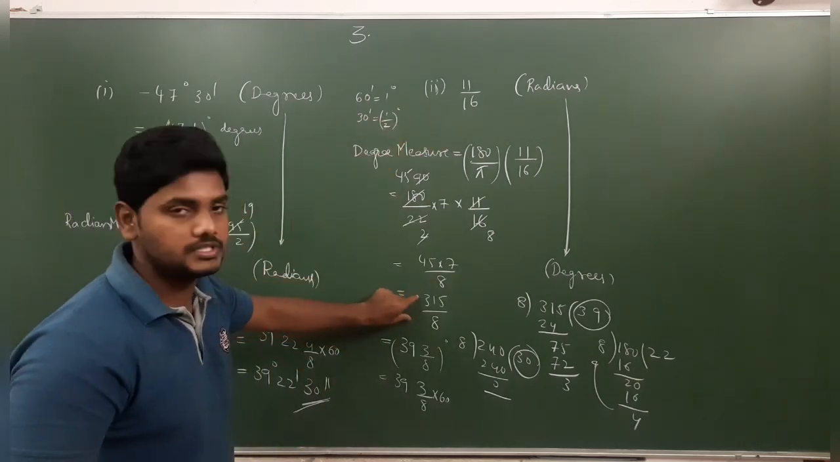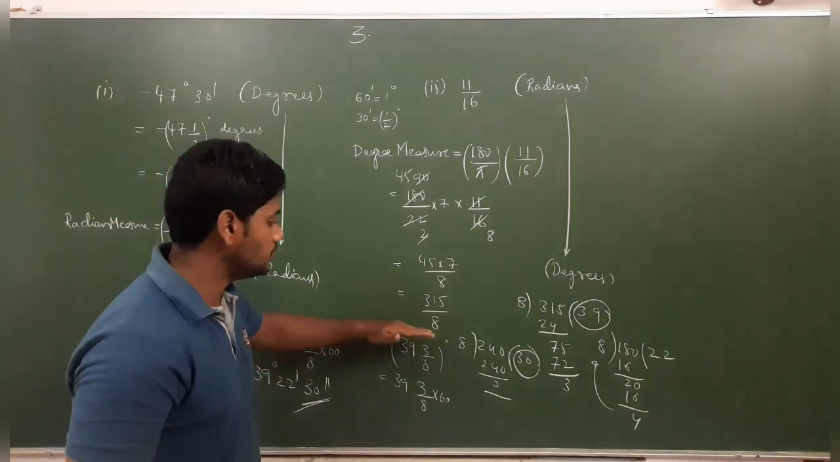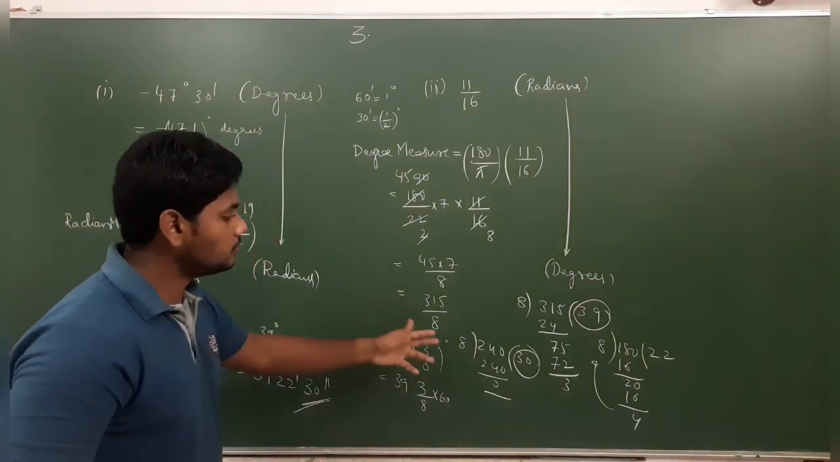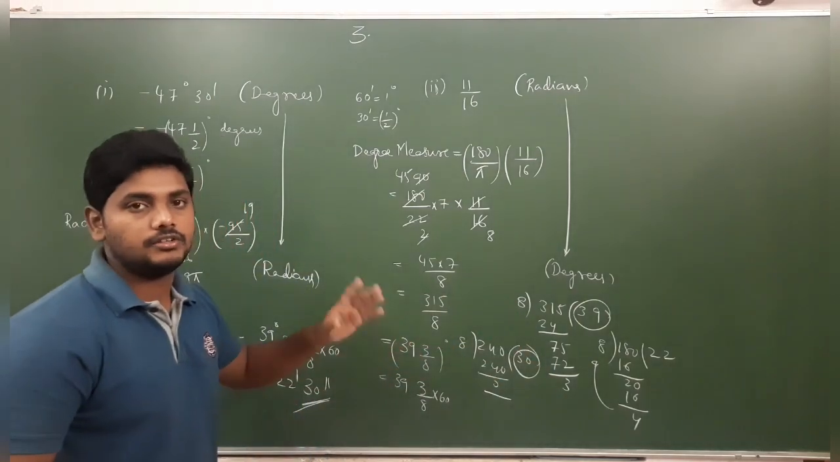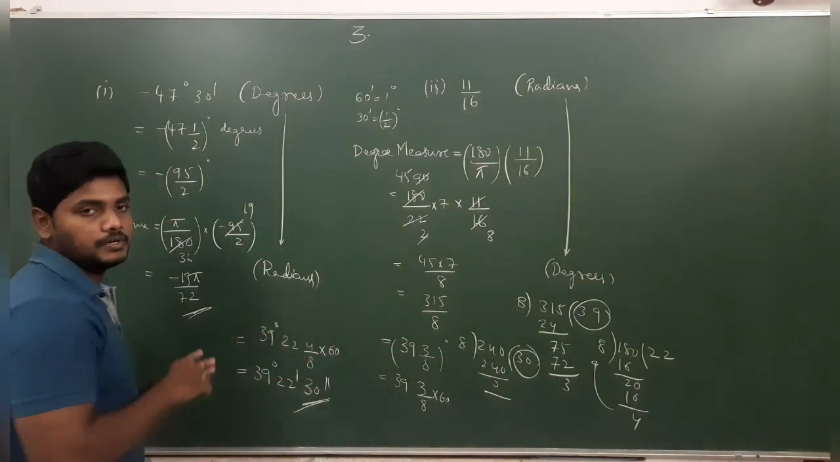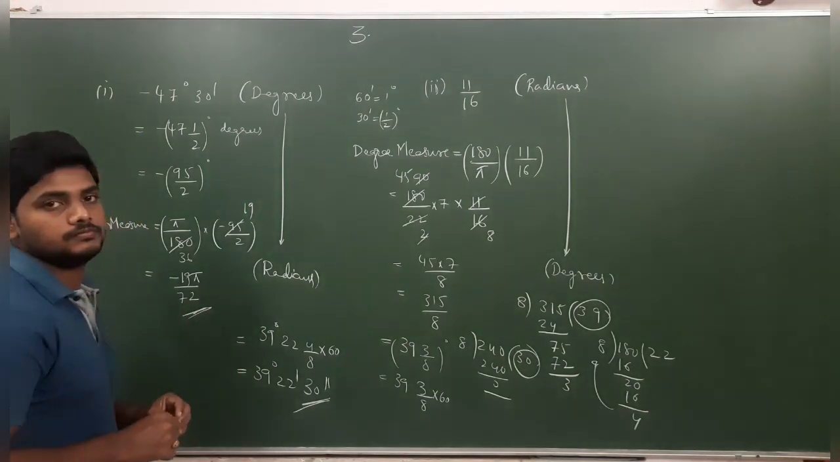If the p by q form is there, you should not leave it. This is not a correct value. So we need to do division after that, and through the remainder we need to convert into minutes and then into seconds. So this is about the previous topic. Pause the video and note it down.